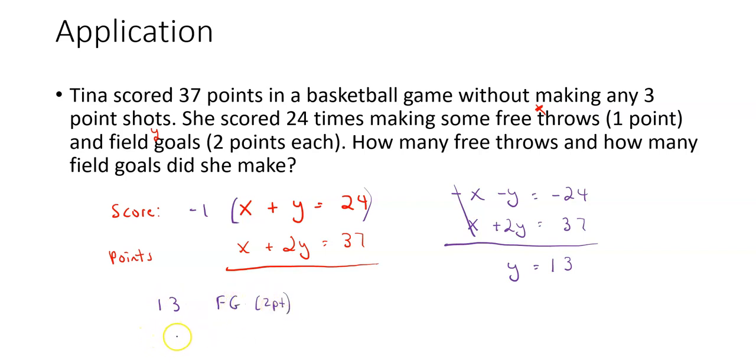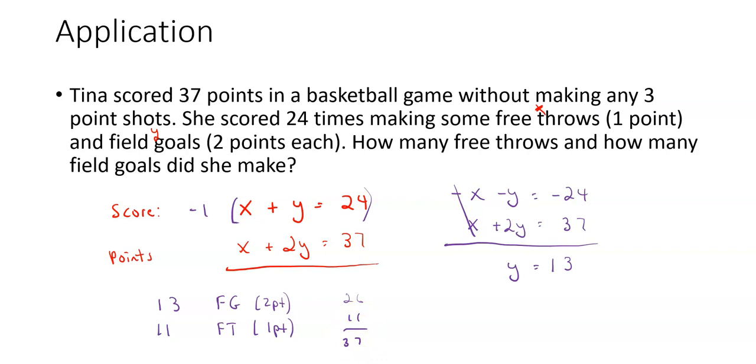And she must have scored then 11 free throws. I mean, she must have gotten fouled a lot in that game. Let's check and see if that works. 13 times 2 is 26. Add 26 plus 11, sure enough, it adds up to 37 points.